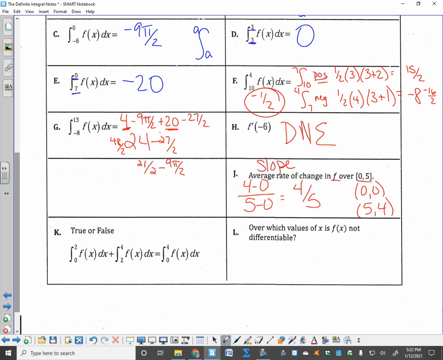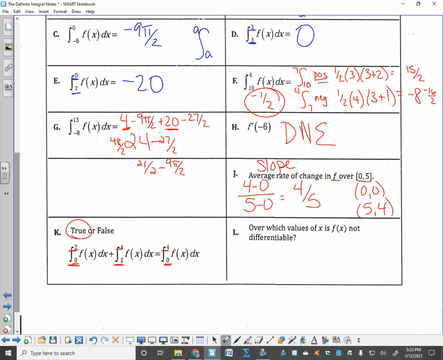True or false, from 0 to 2 plus 2 to 4 equals from 0 to 4. Yes, and I don't need to look at the graph to figure this out. The area from 0 to 2 plus the area from 2 to 4, and they connect, will equal the area from 0 to 4. 100% true.